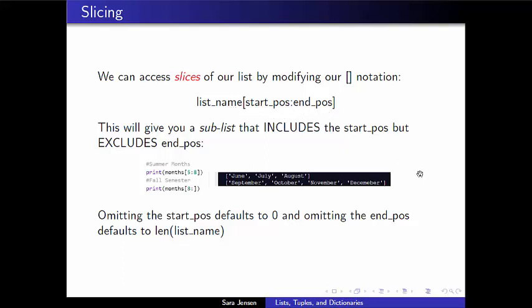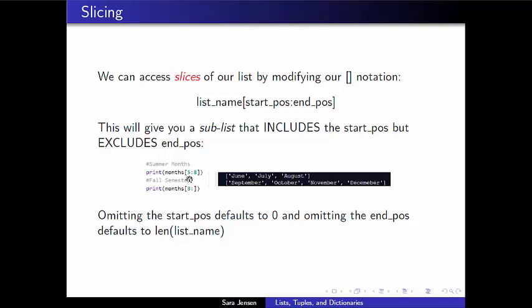So examples for this are quite helpful. Going back to our months example, if I wanted to look at months starting at 5 and ending at 8, this would include the 5th, 6th, and 7th months, but not the 8th month, as is demonstrated right over here: June, July, and August. And remember, the 5th month is as the computer would think of it, not as we would think of it.